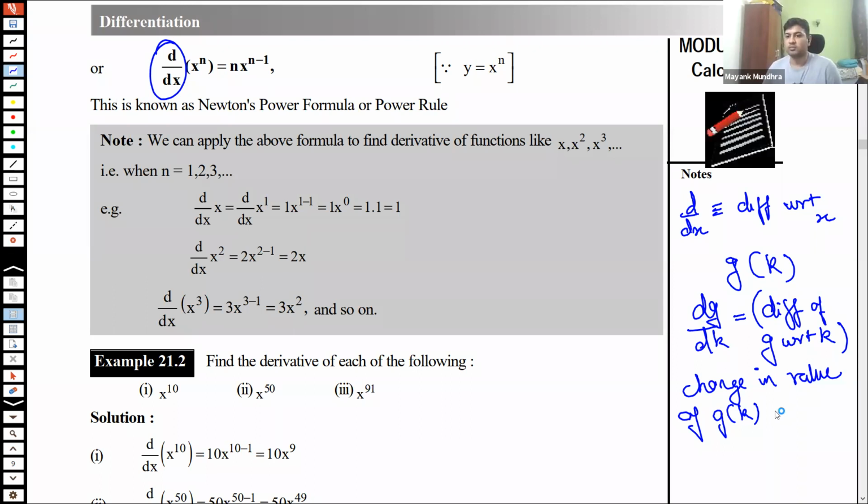So the d here remains the same. D is not a variable. What changes is the variable, and what changes is the function form. So it is the change in value of g of k as k changes or increases by 1 unit. You're going to change the value of k by 1 unit. How does that change the value of the function g?